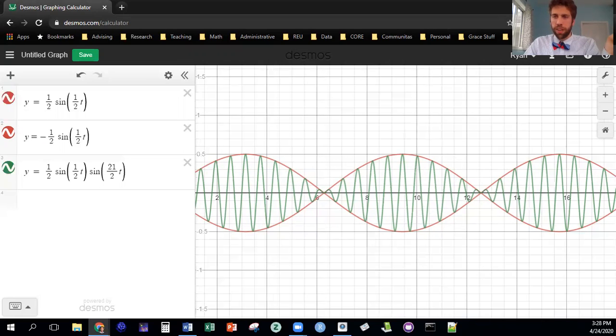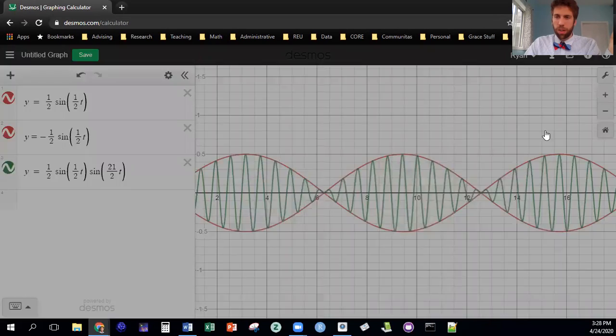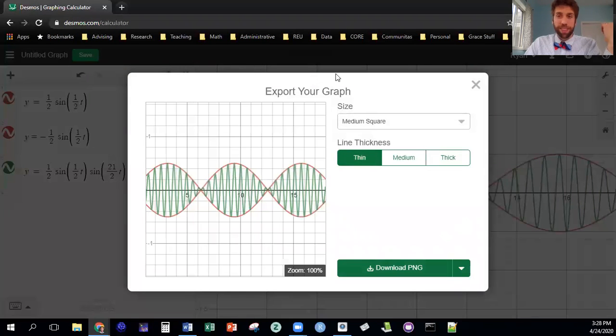Move my head here, hit this, and add it to your document. So copy, embed an image, export the image, and so on. All right, so that's it.